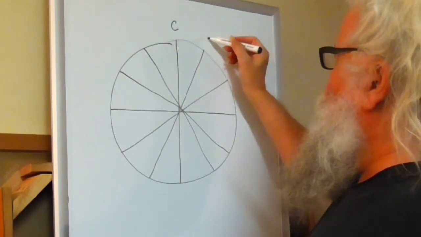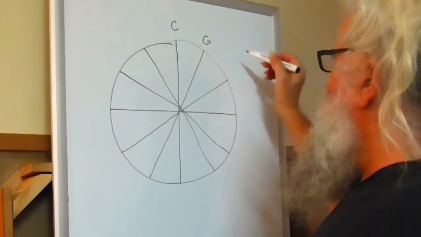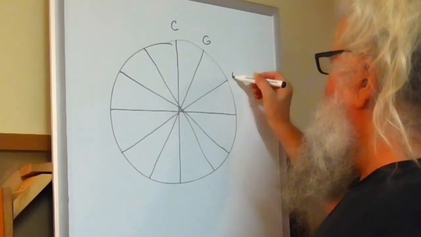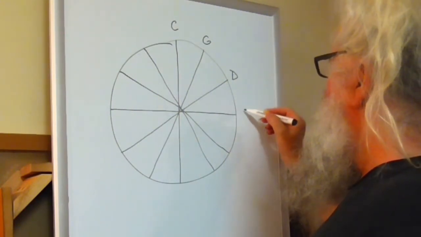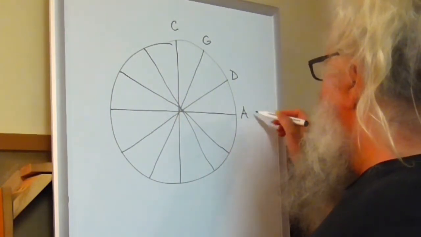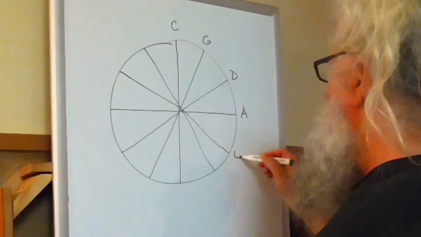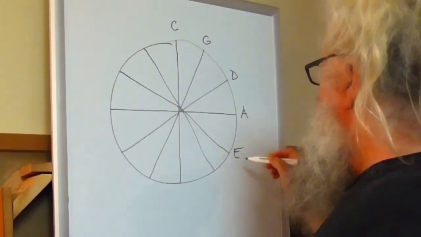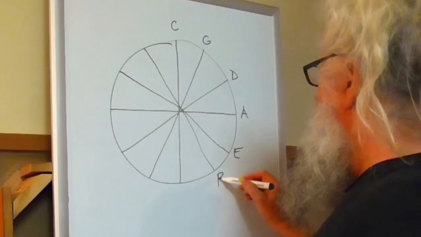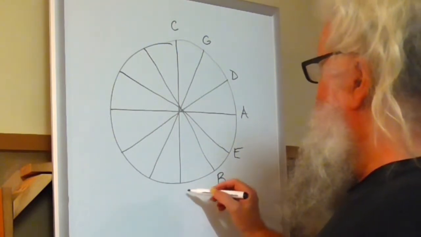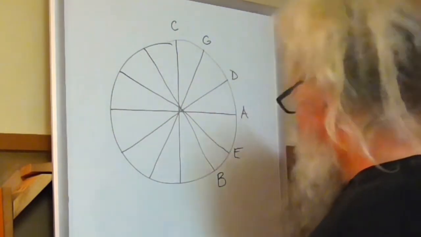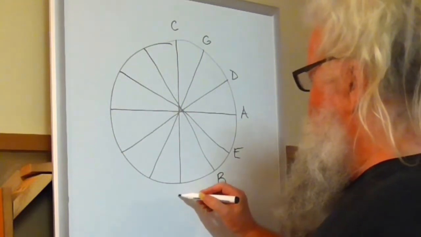Then a fifth, G. Then another fifth, D. Then another fifth, A. Then another fifth, E. Then another fifth, B. And then, because we're going this way, we have an F sharp.